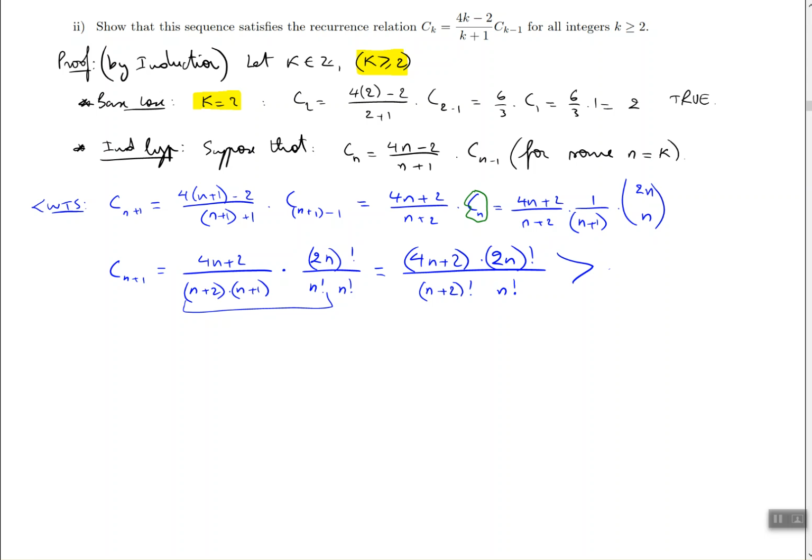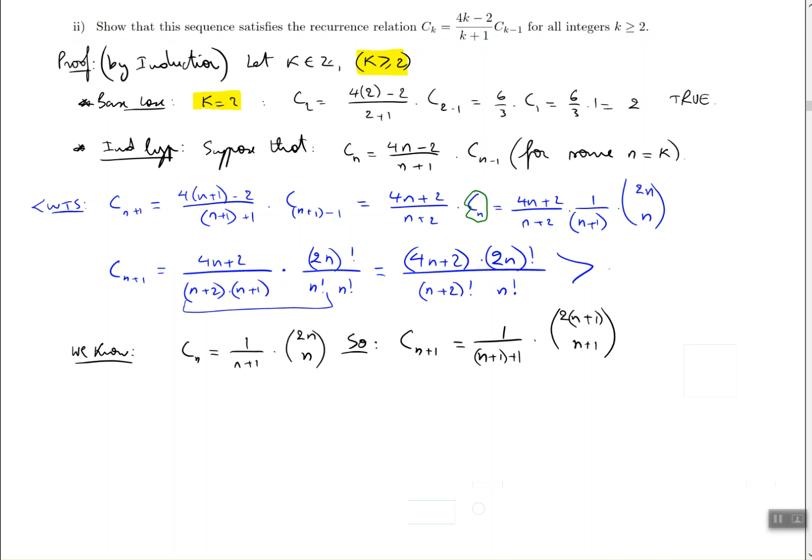So here we go. Let's go ahead and start it off at this point by saying we know from the first page that c_n is actually equal to 1 over (n plus 1) times (2n choose n). So c_{n+1} will be 1 over (n plus 1 plus 1) times (2(n plus 1) choose n plus 1), which translates to 1 over (n plus 2), and then (2n plus 2 choose n plus 1).